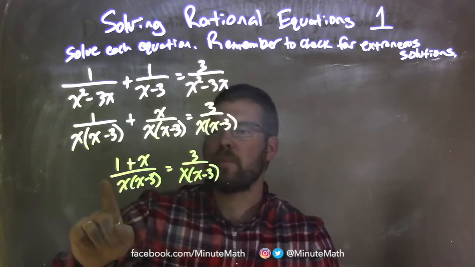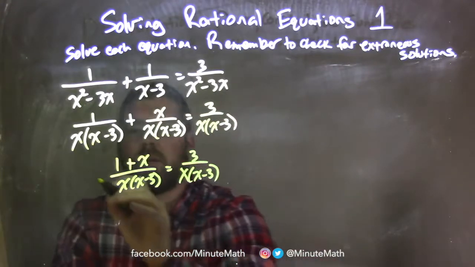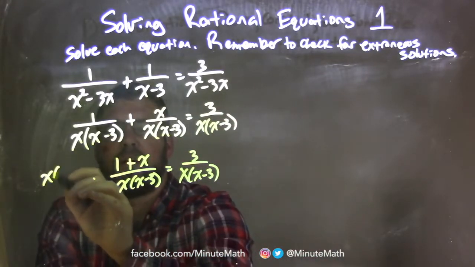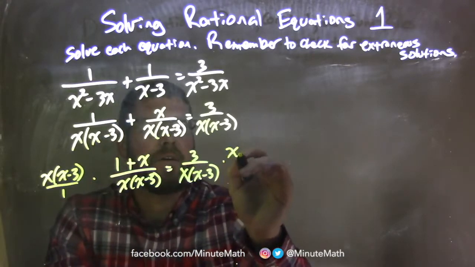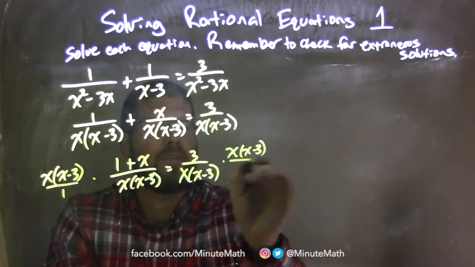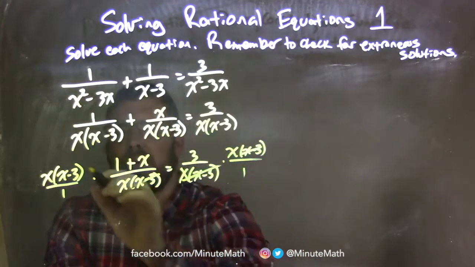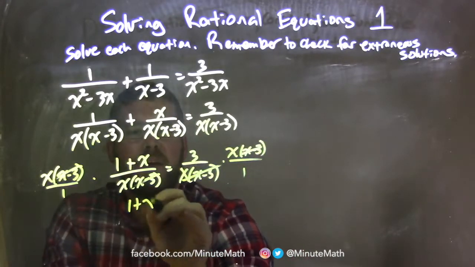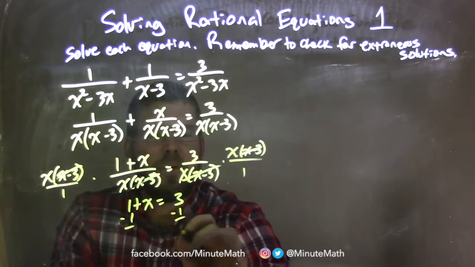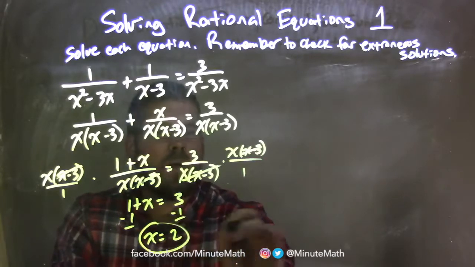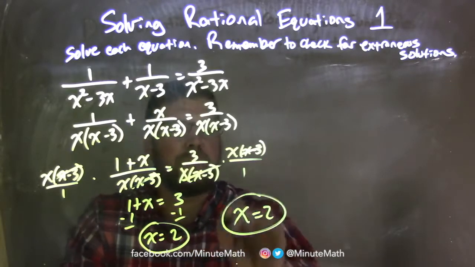Well, what I'm going to do now is multiply both sides by this denominator to eliminate it. Multiply both sides, so x times x minus 3 to both sides, over 1. Eliminates it there, eliminates it there. Leaves me with 1 plus x equals 3. Okay, subtract a 1 from both sides. And I'm left with x by itself equals 3 minus 1, which is 2. And there we have it. Rewrite it here, nice and big in the middle.